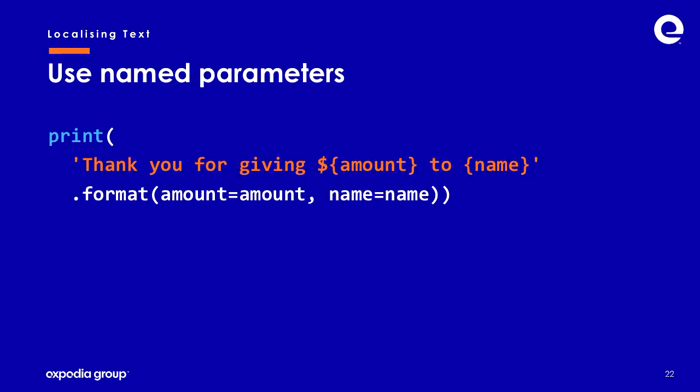So named parameters in your format strings are important, which has two advantages. One, it means you can swap around the order of them depending on your language. And two, that name now gives context to the person translating to say, oh, this is giving an amount to a name. This is not making a donation to a place or an organization, it's a person. And in some languages, that distinction is important.